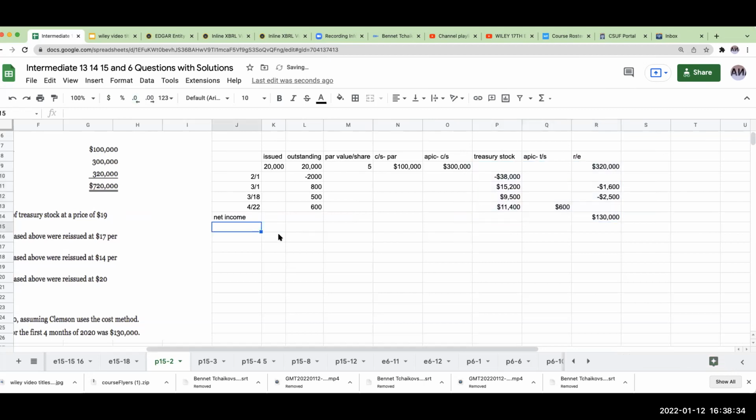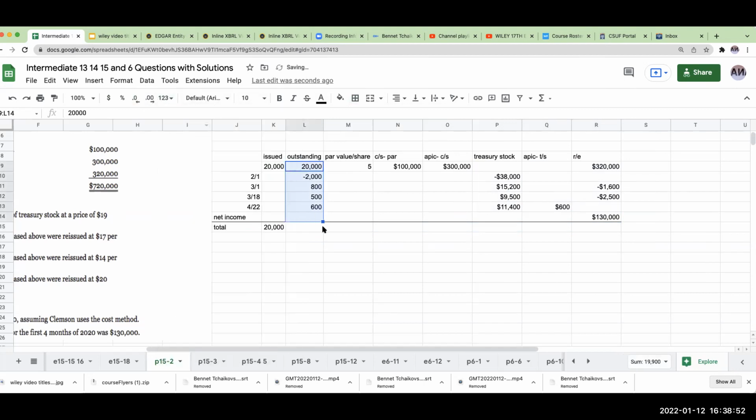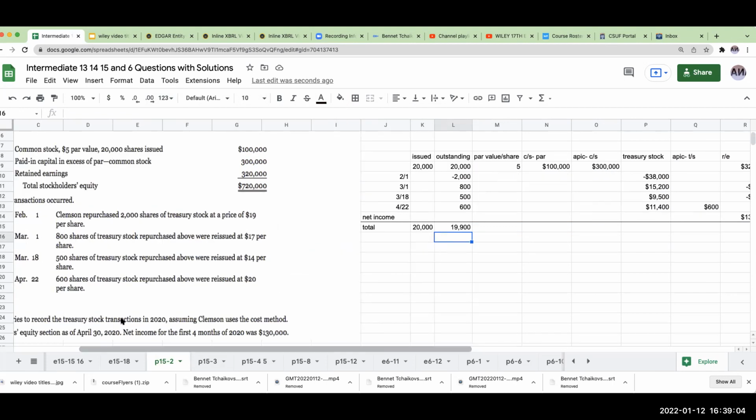My ending amounts in terms of my shareholders' equity are going to be totals. My issued shares never really change unless I actually do a stock issuance, but my outstanding shares did change. For my outstanding shares, what happened was I started with 20,000, subtracted the 2, adding the 8, adding the 5, and adding the 6. So now I'm at 19,900 shares. Let's just make sure that's right. So like 500, 800, yeah, that looks good.